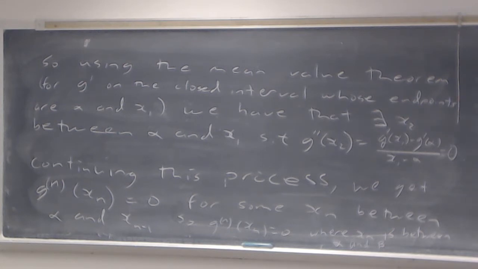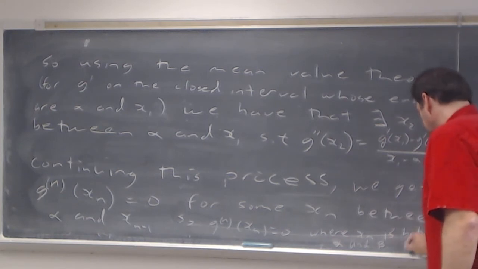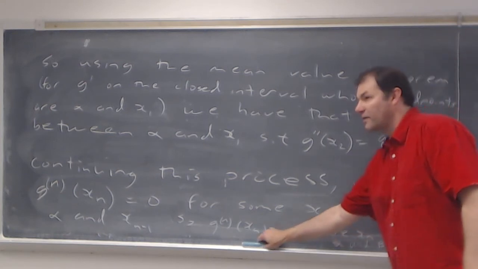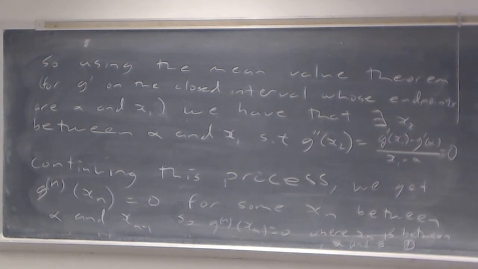So that concludes Taylor's theorem, which is really a way of approximating certain types of functions with polynomials, that p of t.